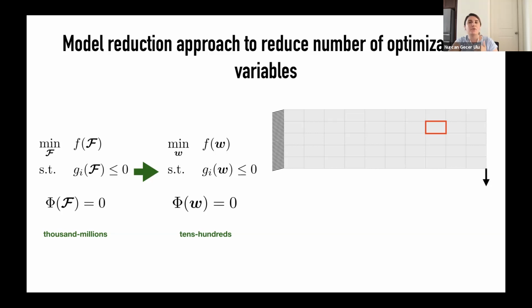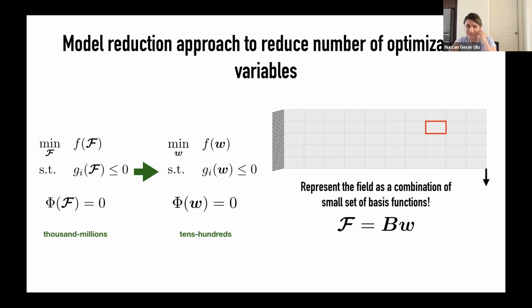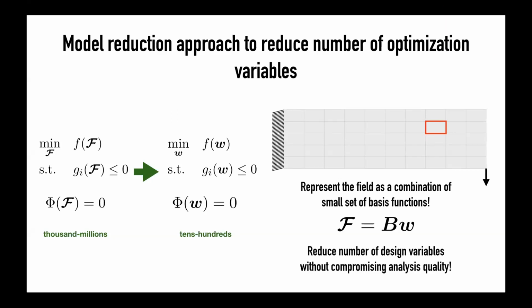And in this work, we are addressing this challenge by presenting this model reduction approach to reduce the number of optimization variables. So the idea is that instead of optimizing every single element in this field F, which could be in the thousands or millions range, we reduce it to tens and hundreds by representing this field as a combination of small set of basis functions. And this way, we are reducing the number of design variables without compromising the analysis quality, because we are still computing the whole field, but we are not optimizing for all of them.